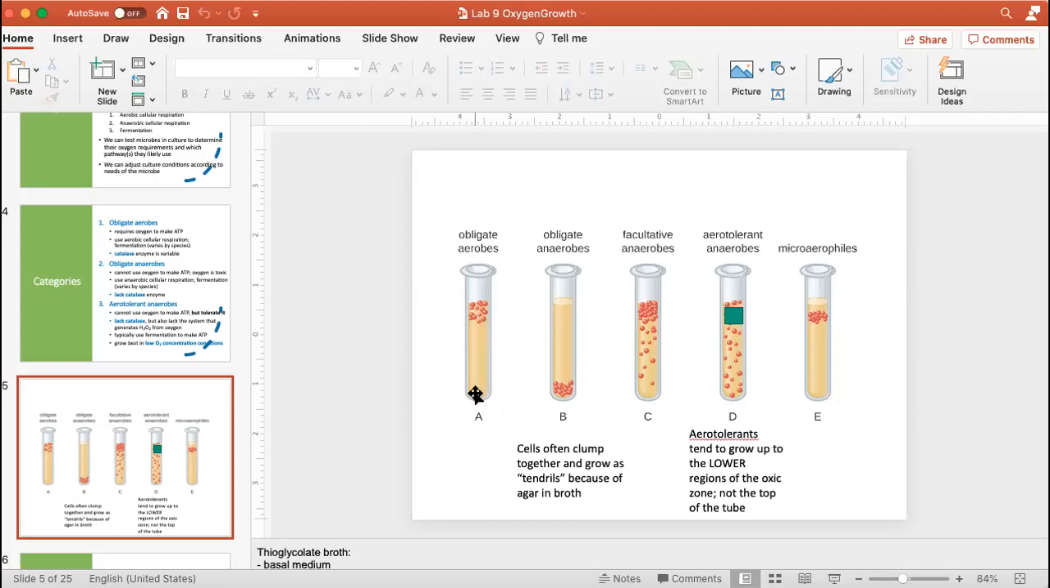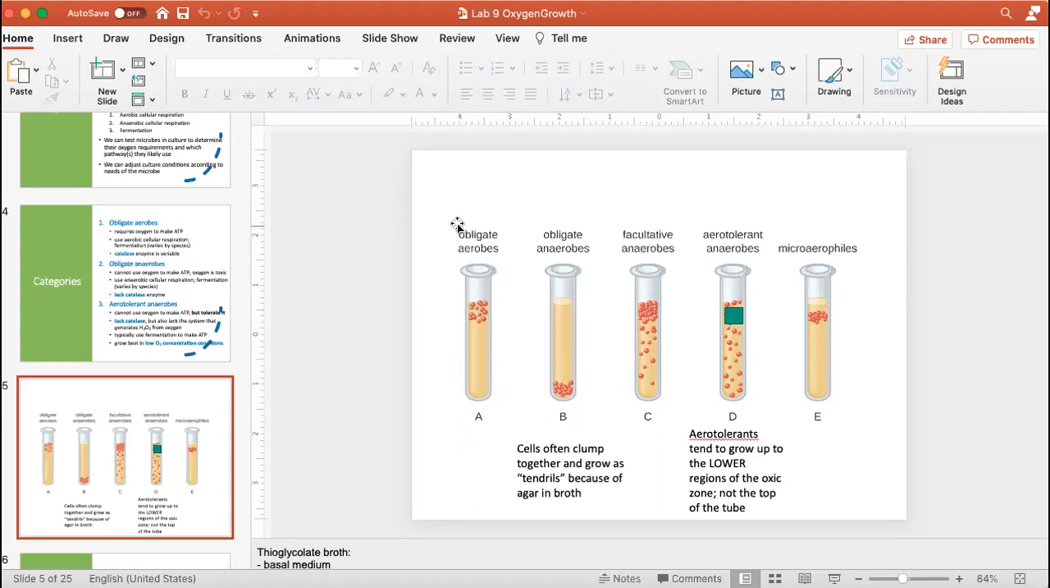This medium is not solid like agar, but it's also not liquid like broth. It's halfway between the two. It's got a little bit of agar in it, so it's sort of semi-solid. Now, what you're looking at in this first tube labeled A, you can see the thioglycolate medium, the beige colored material, and then you can see these red dots at the top. The red dots represent the bacteria growing in the tube. So as you can see, it's growing only in this upper portion of the tube, maybe about the upper 1/5 of the tube, the upper 20% of the tube.